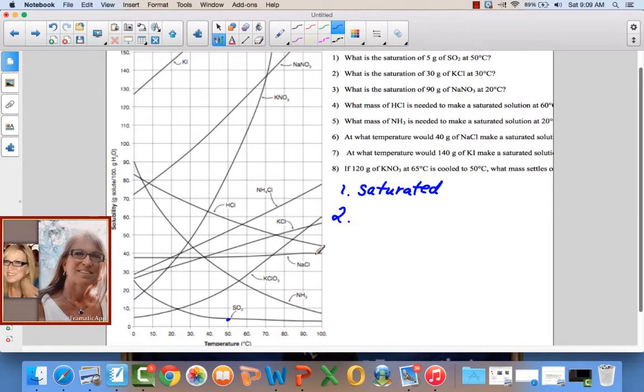Question 2. What is the saturation of 30 grams of KCl at 30 degrees? So I go to 30 degrees, and they're asking for the saturation, and I see where that is going to intersect the KCl line. I put a dot, and I go over and I read what this is. It looks like it's just about half, maybe a little bit more. So I would say about 35 or 36 grams. Don't ever put a range, pick one or the other, but try to be as exact as possible. The Regents usually only gives you a 1 or 2 gram variance, plus or minus.